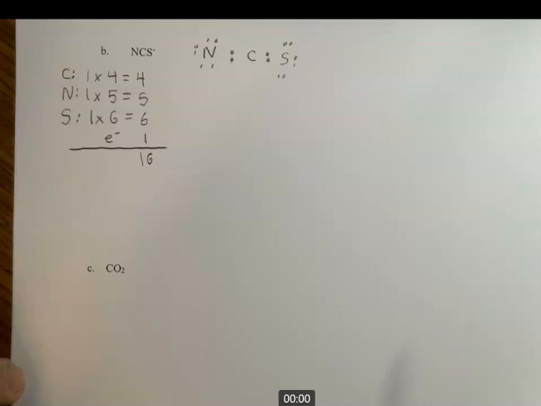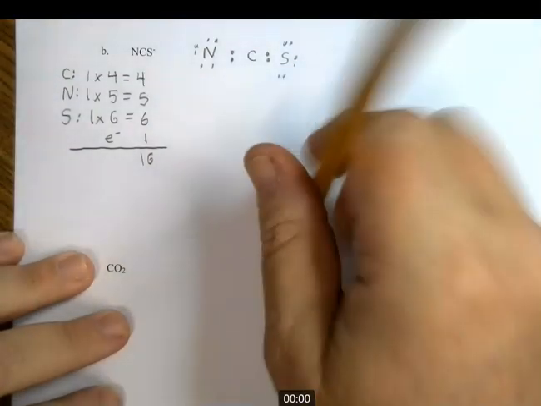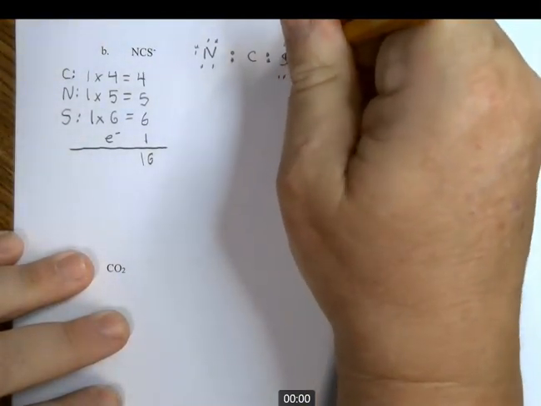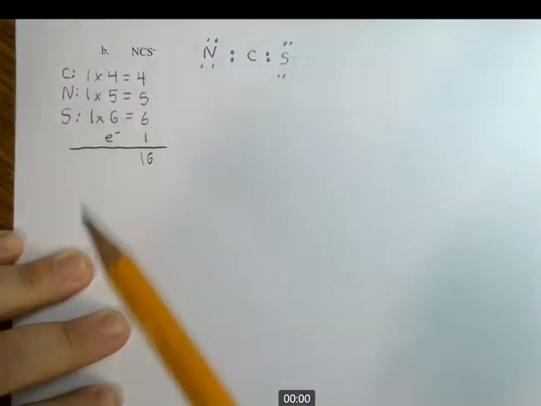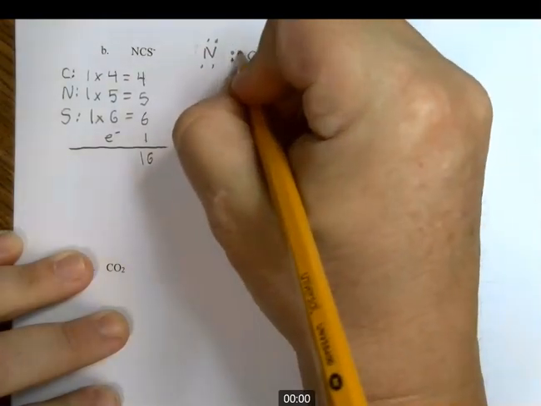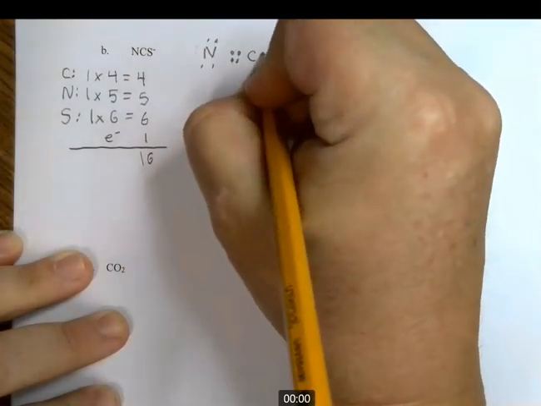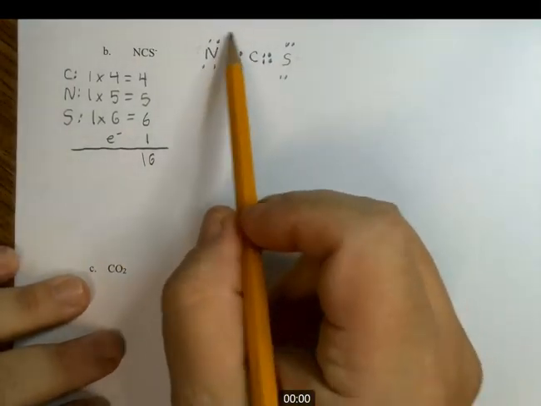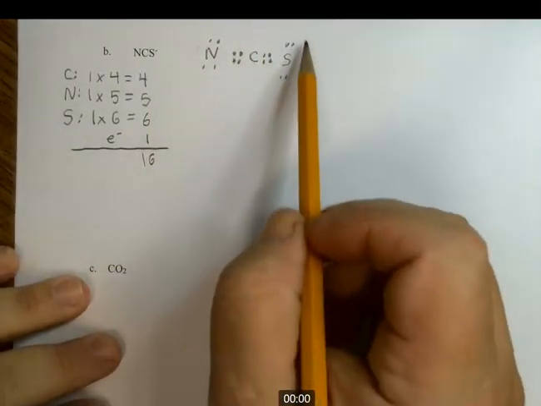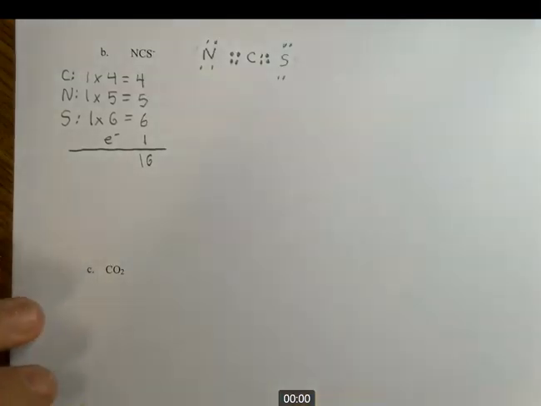So how do we fill the octet? We take 2 from the outside of sulfur, and we take 2 from the outside of nitrogen, and we create double bonds. Okay, and we'll see that everyone now has an octet. Nitrogen has 8, carbon has 8, sulfur has 8. Now we're ready to figure out our formal charge for this.